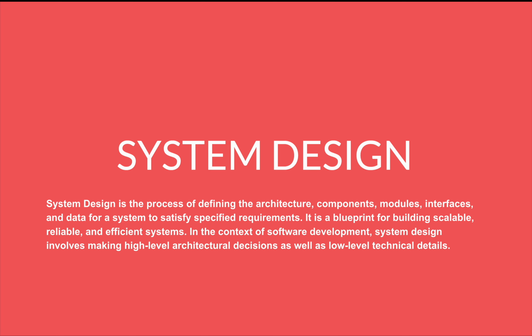If I read the definition, system design is the process of defining the architecture, components, modules, interfaces and data for a system to satisfy specified requirements. Only for specific requirements. Suppose I have to build BookMyShow. For BookMyShow, what components need to be there, what modules, what architecture, and how can we build a very good architecture so that it can scale and handle a large number of users.